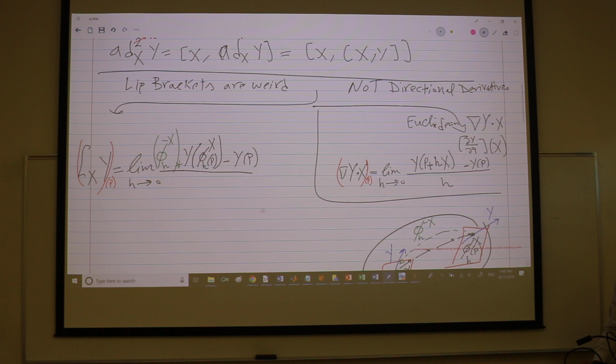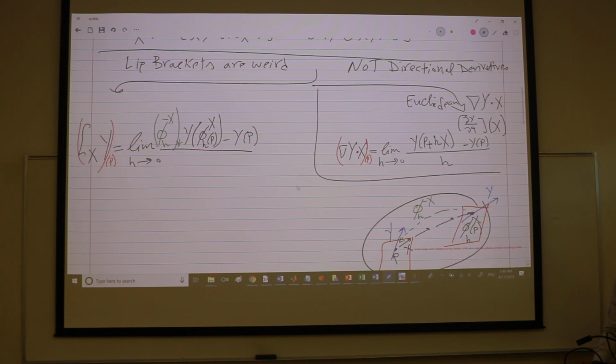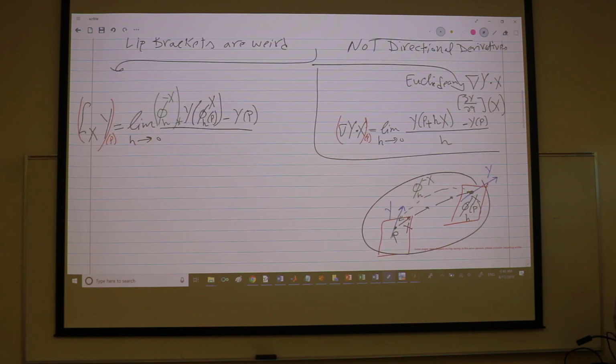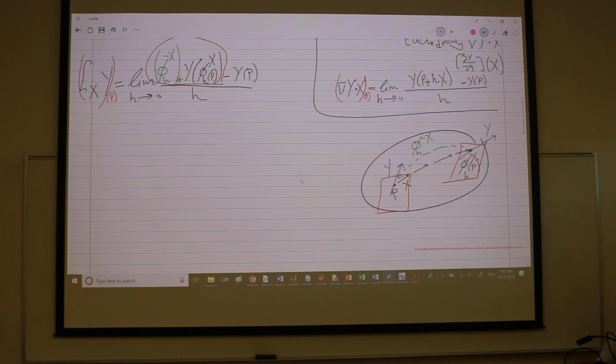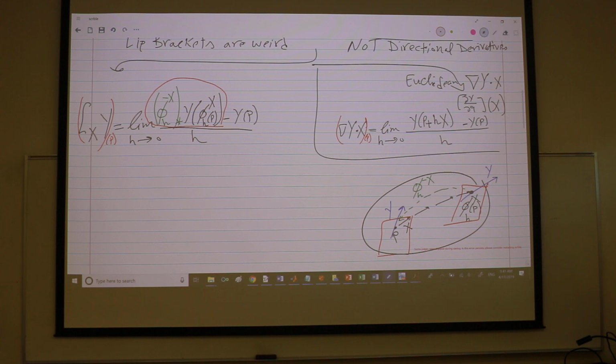Even though Lie brackets are weird, I still did not show you how this is the case. But Professor, is there an h in the denominator, right? Yes, we have h here. Because we will encounter this guy many times, let's give it a name and a rigorous definition.